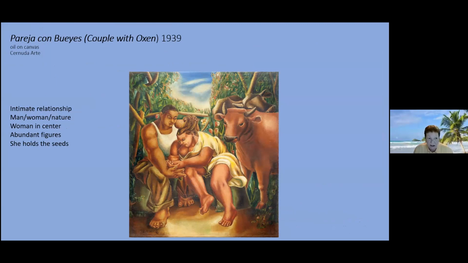The figures are very abundant. She holds the seeds in her hand, and nature seems to be smiling all around her. And of course, she's very buxom. So this is the fertility that she is bringing as the creator, as she is in the land.